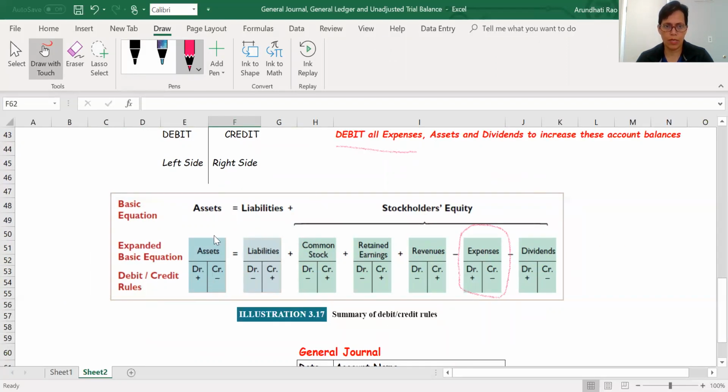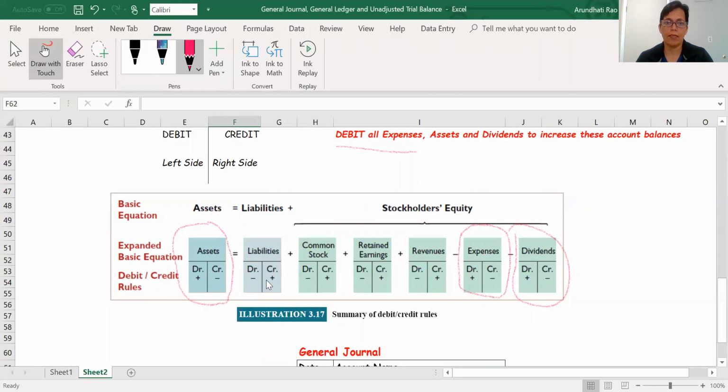Assets, to increase it, I debited. Yep, that worked too. And dividends, to increase it, okay, so anytime these accounts increase, we're going to debit it. To decrease, I'll credit them, which means the opposite is going to be true for all these ones I did not mark. Liabilities, common stock, retained earnings, and revenues. To increase them, I credit, not debit, I credit them. To decrease, I debit them.